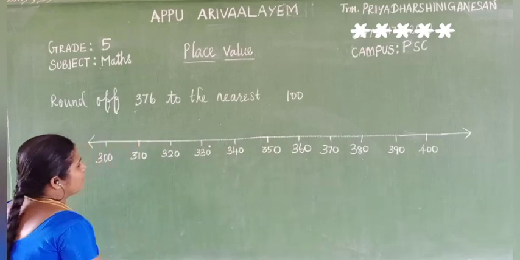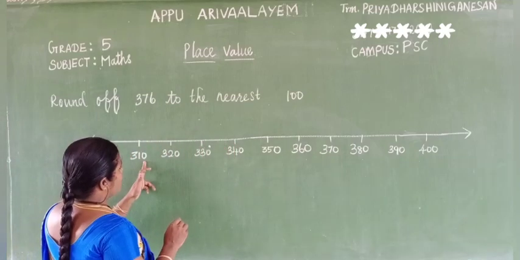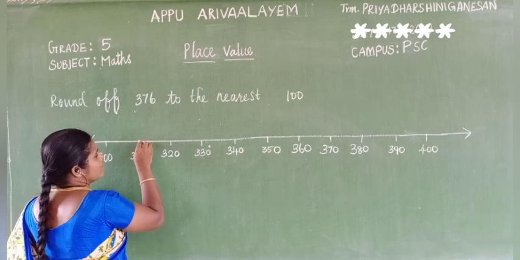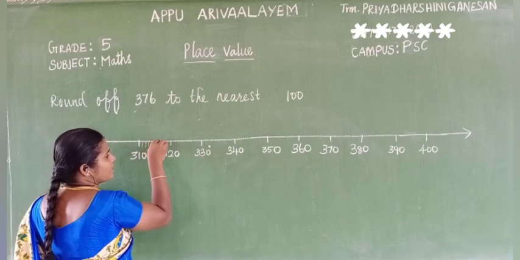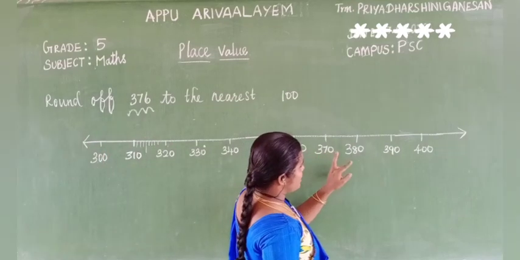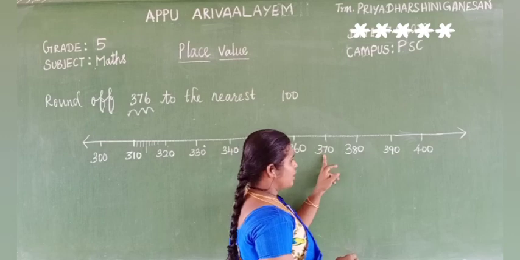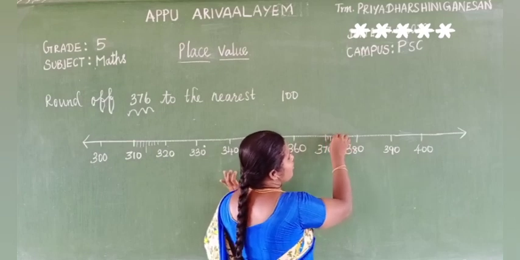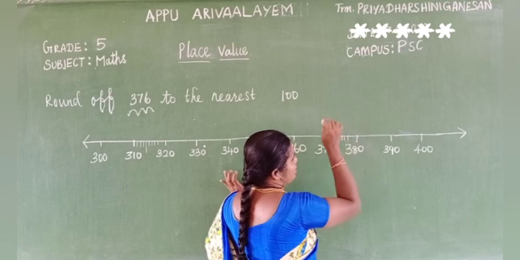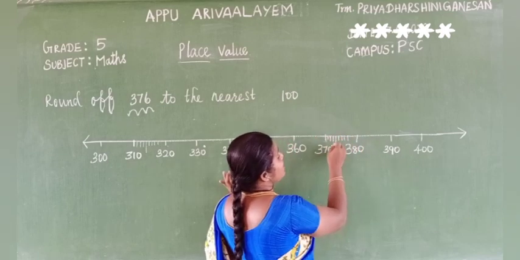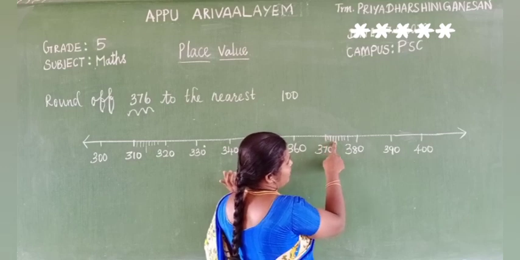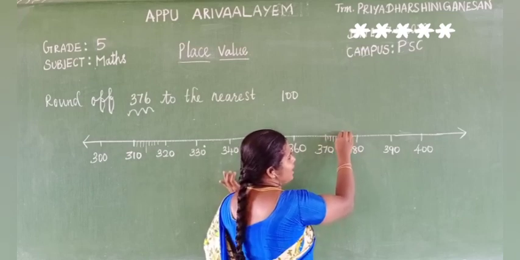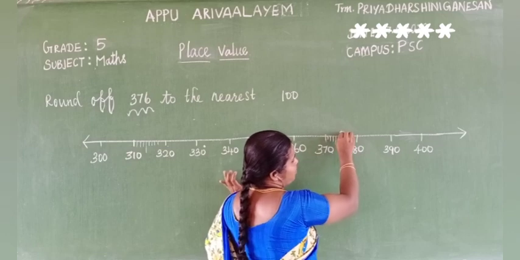Okay, children? Between 310 and 320, 10 lines will be there. 1, 2, 3, 4, 5, 6, 7, 8, 9, 10. 376 lies between 370 and 380. 70 means here 71, 72, 73, 74, 75, 76. This is 376. You need to keep one dot.